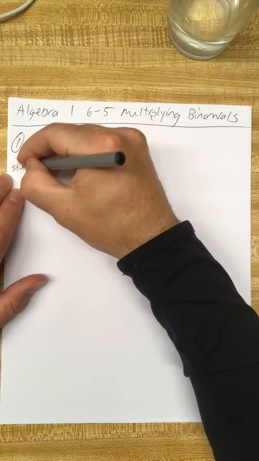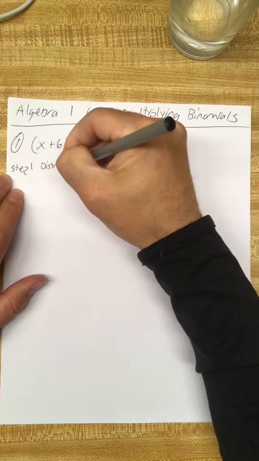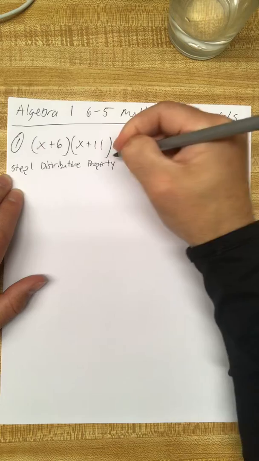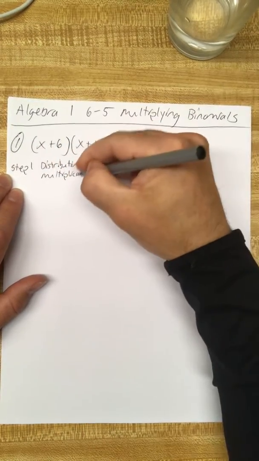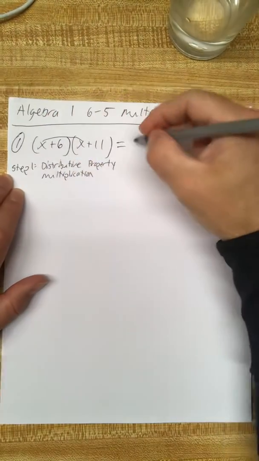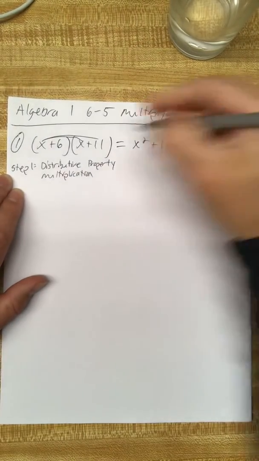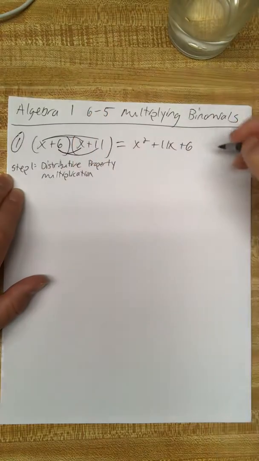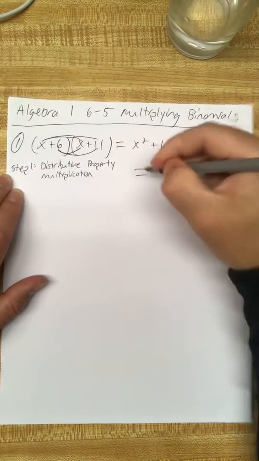Remember, step one is your distributive property. And in distributive property, that's multiplication. Okay, so that first step, we're multiplying. So we got to do x times x, we get x squared. X times 11 is 11x. Then we got to distribute the 6 to the x, we get 6x, 6 to the 11. We get 66.